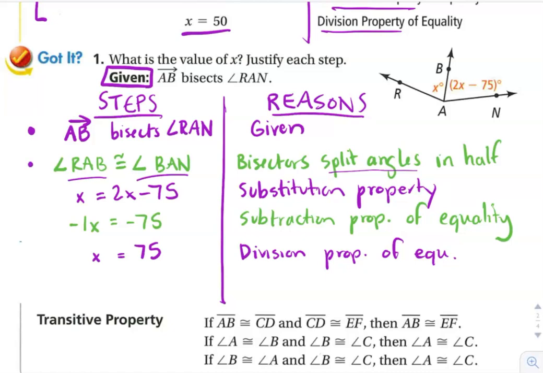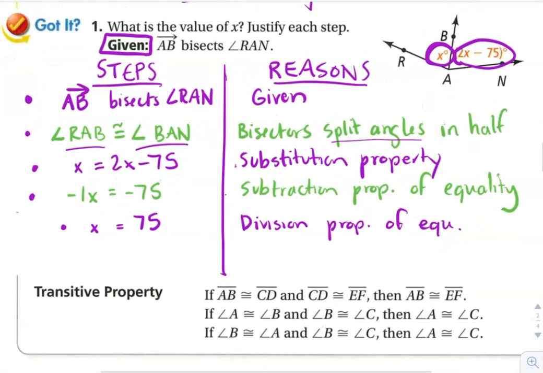The next step, because I know they're congruent, I can set our angle RAB, which has x in there. I'm substituting that in, and I'm substituting 2x minus 75 in for angle BAN. So I'm using the substitution property. And then you guys could do this in a few different ways. So the way I did it, I subtracted 2x on both sides. So I use the subtraction property of equality here. And then I have negative 1x equals negative 75. So to get rid of the negative 1, I divided by negative 1 on both sides. I use the division property of equality. All right.